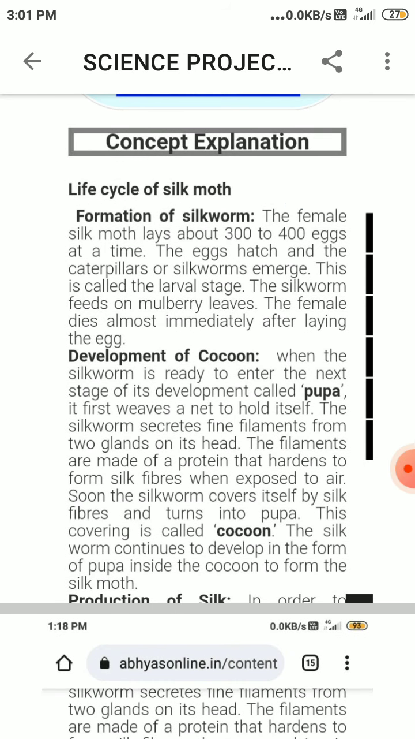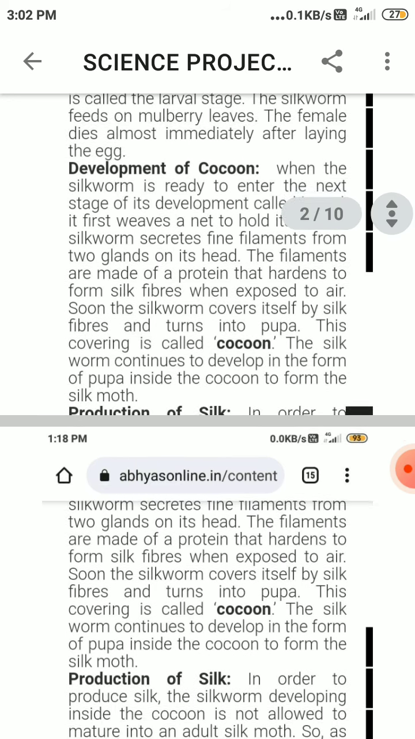Development of cocoon. When the silkworm is ready to enter the next stage of its development called pupa, it first weaves a net to hold itself. The silkworm secretes fine filaments from two glands in its head. The filaments are made of a protein that forms silk fibers. When exposed to air, soon the silkworm covers itself with silk fibers and turns into a pupa. This covering is called the cocoon. The silkworm continues to develop as a pupa inside the cocoon to form the silk moth.